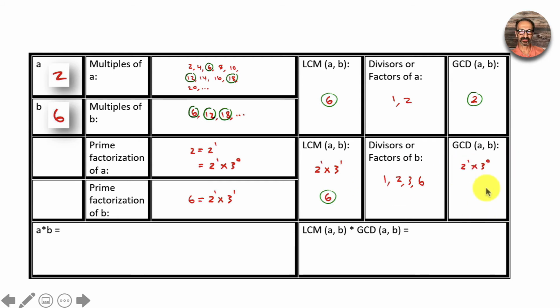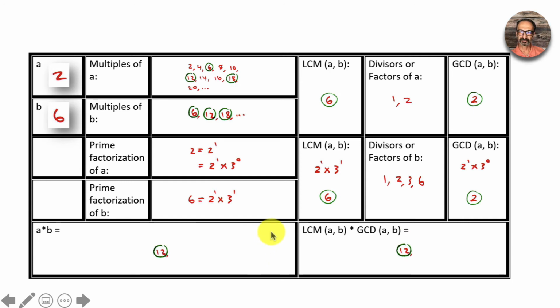I jumped here because I was just trying to go a little bit fast. Less 2's: I have 2 to the first, so I'm gonna pick 2. 3 to the 0, 3 to the first, I'm gonna pick 3 to the power 0, and that's a 2. A times B, LCM times GCD, 6 times 2, same answer.